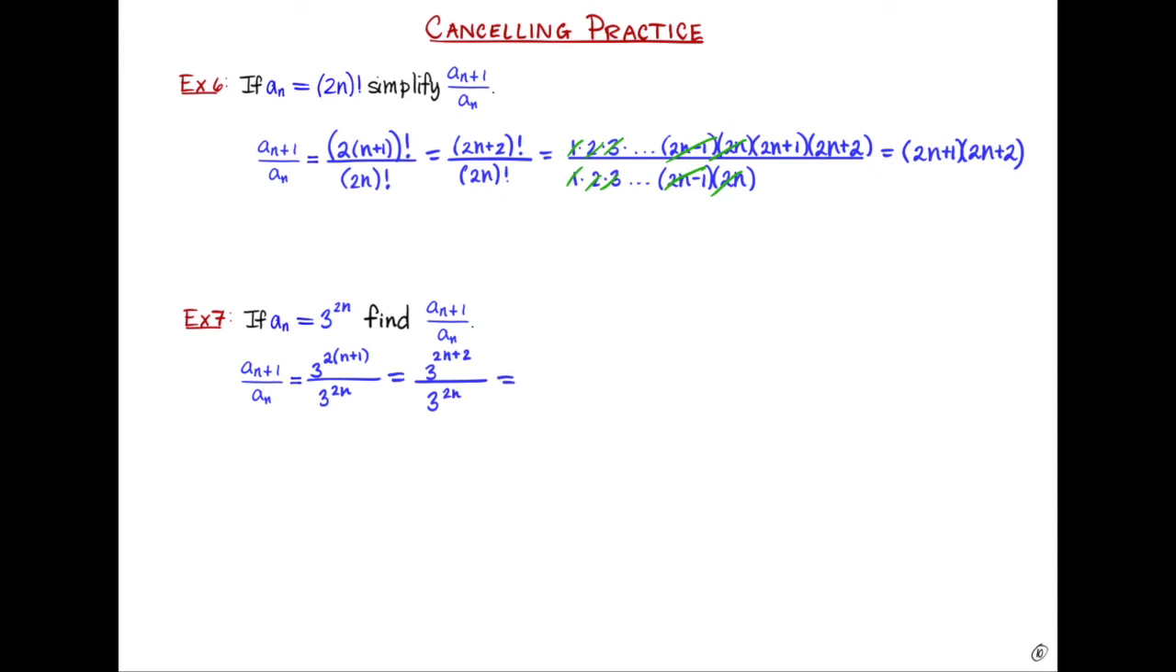And we have an exponential rule that tells us if you have x to the a plus b, you can rewrite that as x to the a times x to the b. So in the numerator, we can rewrite 3 raised to the 2n plus 2 as 3 to the 2n times 3 squared, and that's all over 3 to the 2n. The 3 to the 2n's cancel out, and we're left with 3 squared, which is 9.